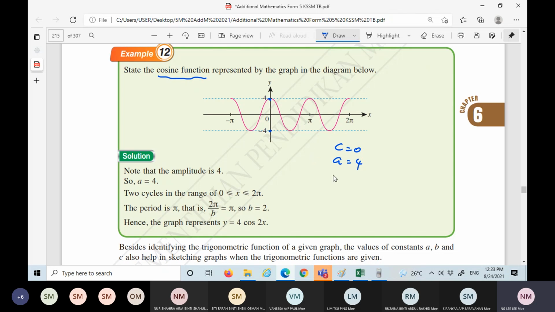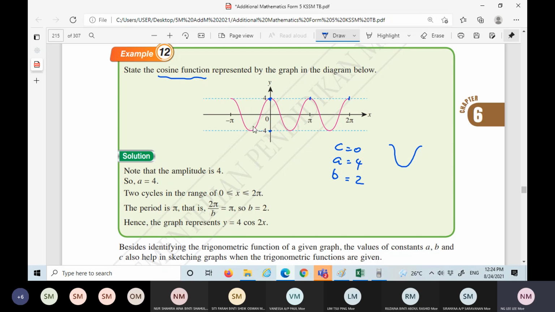Next, I need the B. B means in the 360 or in the 2 pi, it makes how many cycles? So you know a cos graph is something like this. This is one cycle. From here go up to here, this is one cycle, and then again from here go up to here, this is another cycle. So altogether 2 cycles.